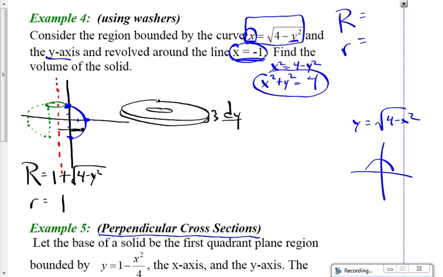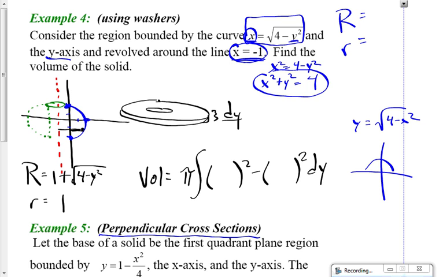Okay. So now, at this point, once you can get that picture, your work is just like you did yesterday. The volume is pi integral outer radius squared minus inner radius squared, dy. So now I just substitute in parentheses outer radius, inner radius. Bounds of integration, what do you got? -2, 2. I'm not going to spend time evaluating that, okay?